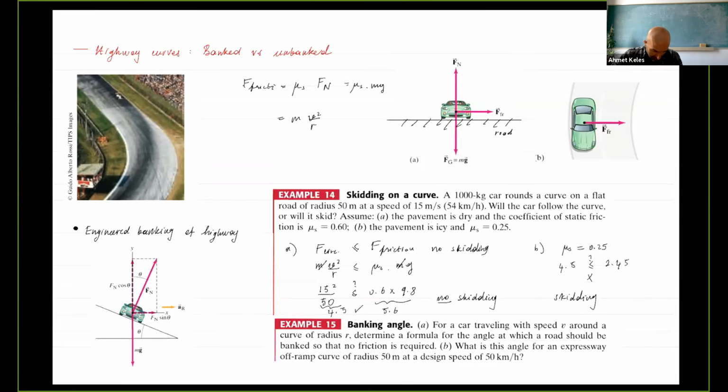So another thing is, since friction is kind of uncertain, people sometimes engineer this angle on the highways, and that is called banking. When you bank the highway like this, or maybe you saw these in car races, they have perfectly banked roads so that the cars do not slide and get out of the road. And for this, you need to do the free body diagram like this.